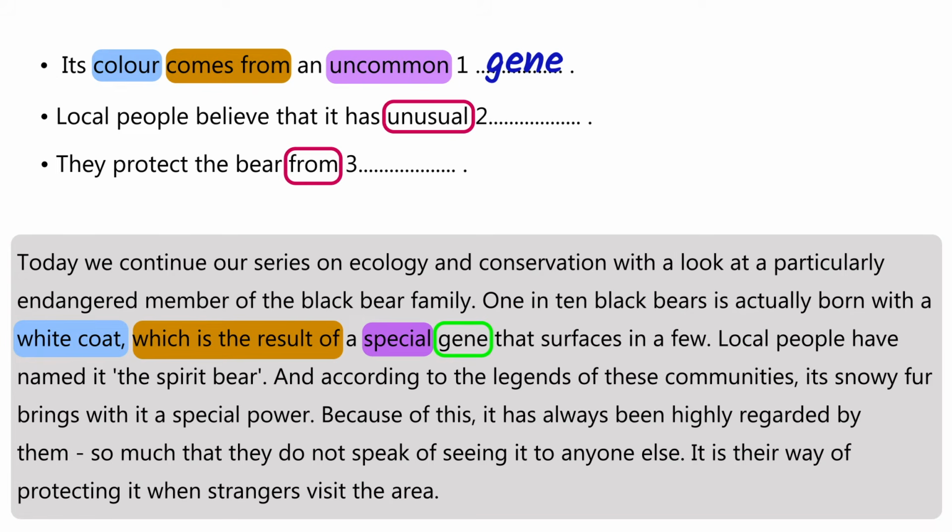Local people have named it the spirit bear, and according to the legends of these communities.